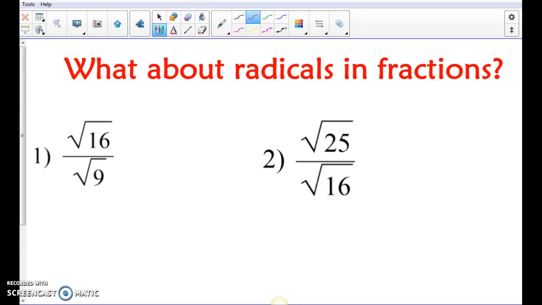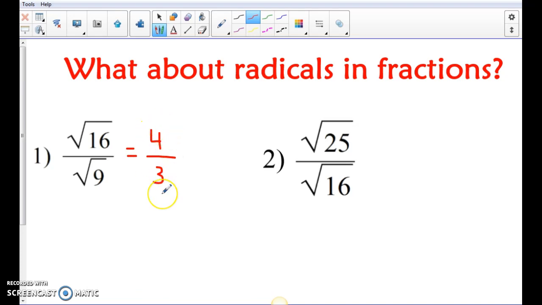So we looked at how to simplify radicals when they're just on their own. Now let's look at when you divide radicals. So something that should jump out with number 1 is that we actually have a perfect square divided by another perfect square. So before we do anything, we can simplify those. So square root of 16 is going to be 4, and the square root of 9 is 3.